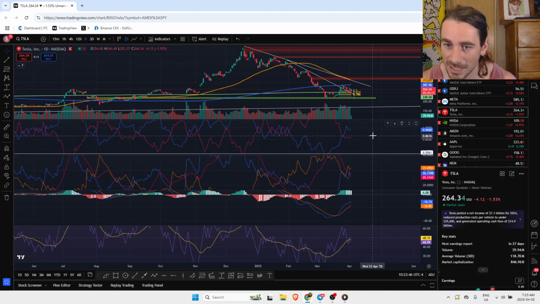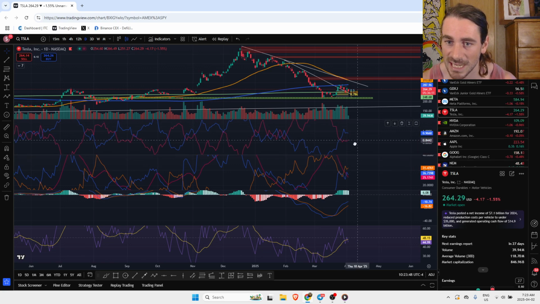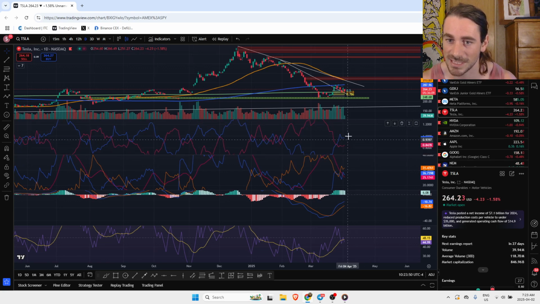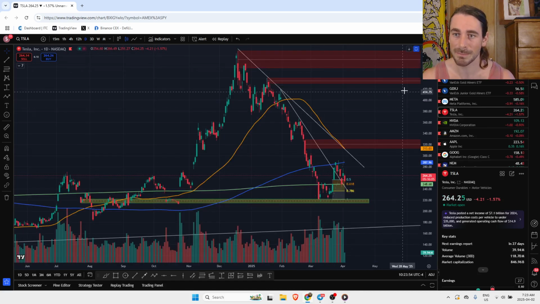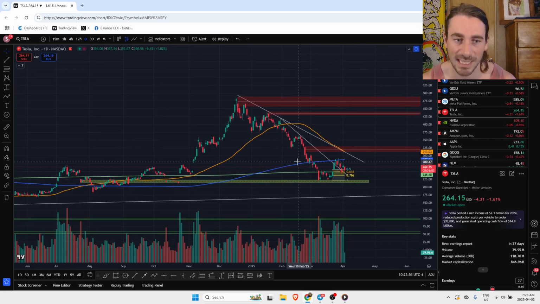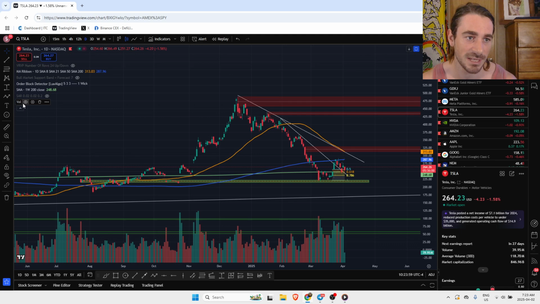And then right here, we're starting to see the vortex indicator lines converging as well. So if we continue to see that playing out, that's that more bearish narrative. That being said, when looking at the chart, Tesla actually looks a little bit better than some of its peers.